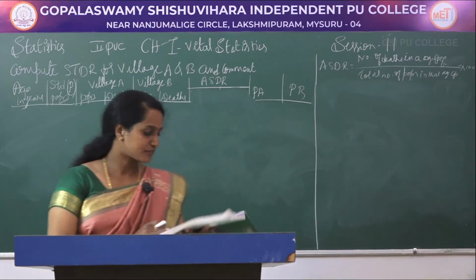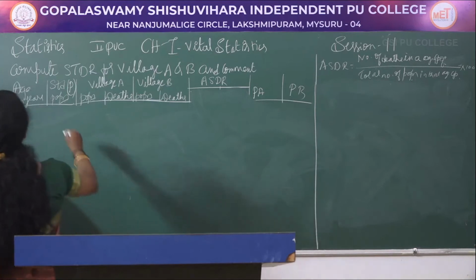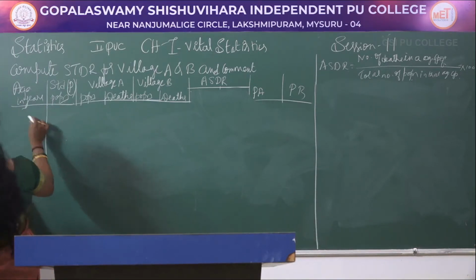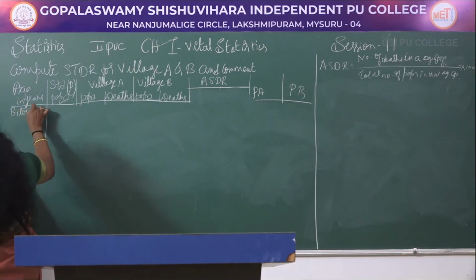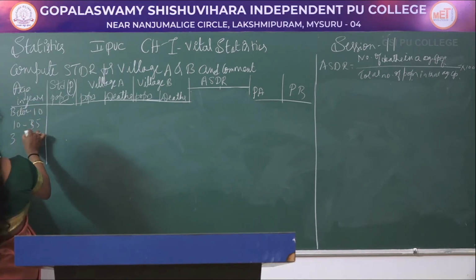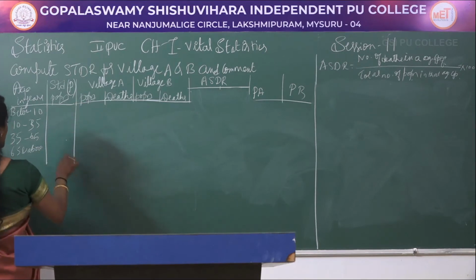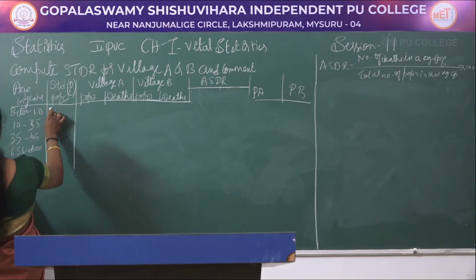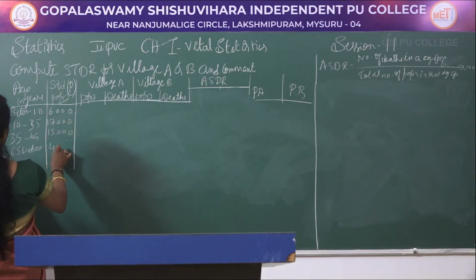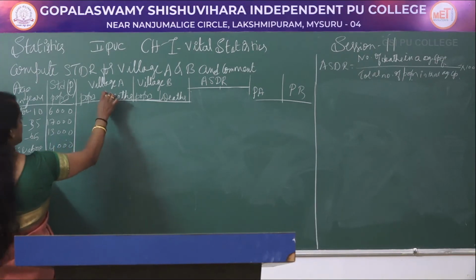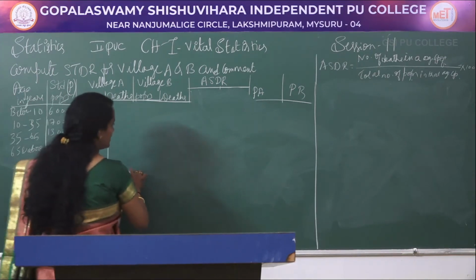Next problem, same thing, village A and village B. Here the age group will be different: below 10, 10 to 15, 15 to 35, 35 to 65, 65 and above. And the standard population: 6,000, 17,000, 13,000, 4,000.